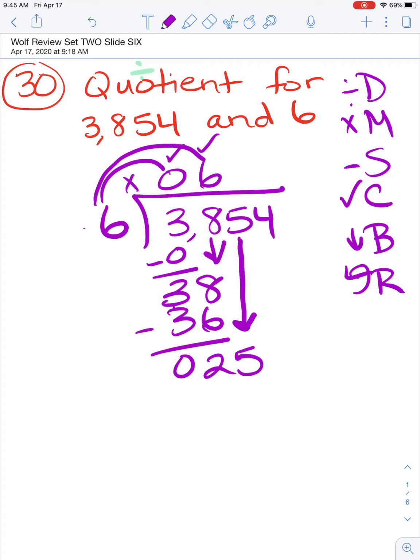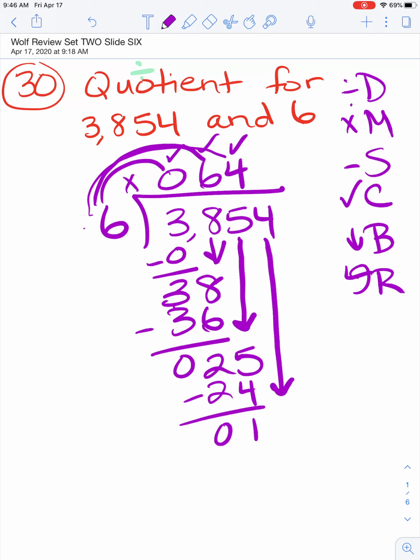6 goes into 25 4 times, because I know 6 times 4 is 24. Our little rhymes we do for a few of them. Okay, so when I subtract, my difference is 1. I know that 1 is less than 6, so I know that I did that right. Now I have one more to bring down. If I bring it down, we must repeat. 6 goes into 14 2 times. 6 times 2 is 12. I subtract and I get 2 as my remainder.